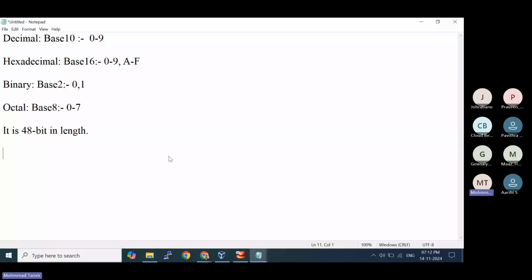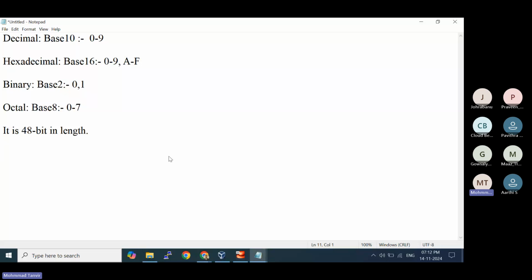Similarly, the MAC address is represented in hexadecimal, but when we talk about the overall length, in a computer system everything is in binary. Either it will be 0 or it will be 1. So when the MAC address is converted into binary, the number of binary digits used to represent that MAC address is called the length of that MAC address.